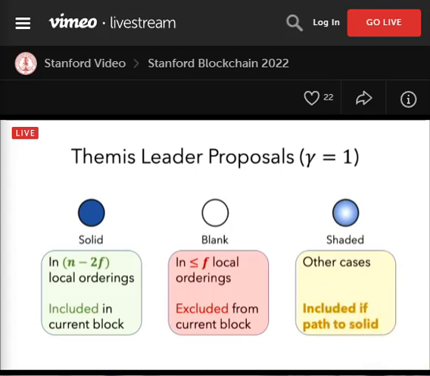The third category of transaction is a little more indeterminate. So we call these shaded transactions. And you'll really only include shaded transactions in the proposal if there's a path to a solid transaction. And otherwise, you can ignore them.